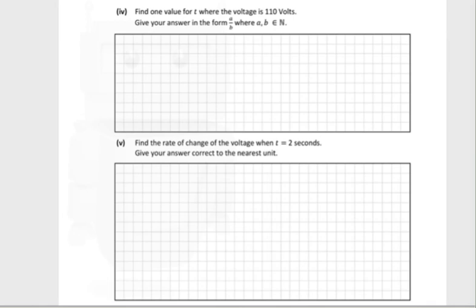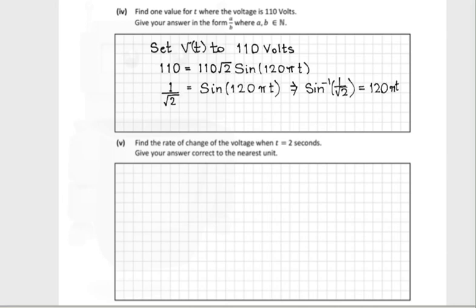Here we have the output here, 110. Set that equal to the function. Let's see how we'll simplify this and solve for t. The 110 and the 110 will cancel out, divide both sides by 110, divide across by 1 over root 2. At this stage now we can apply the sine inverse of both sides.